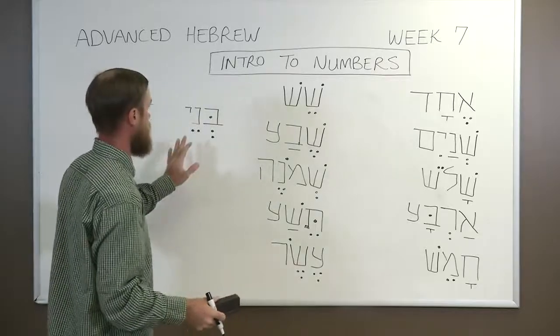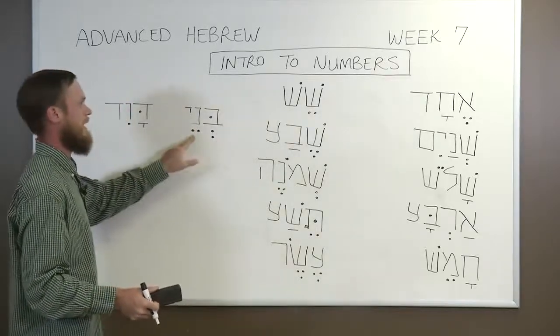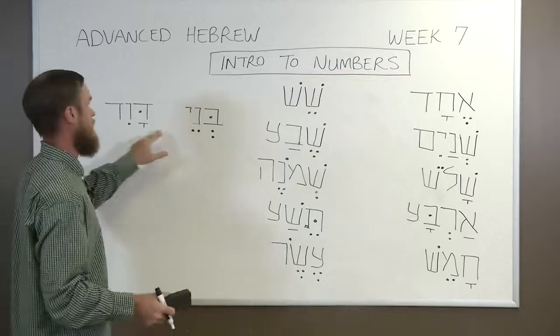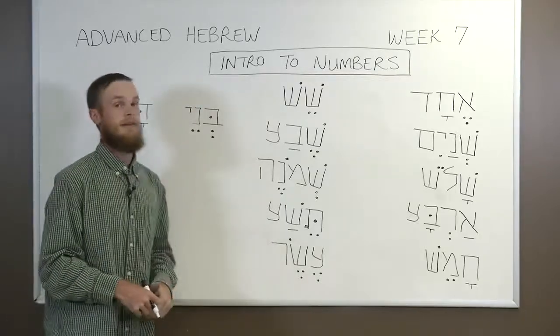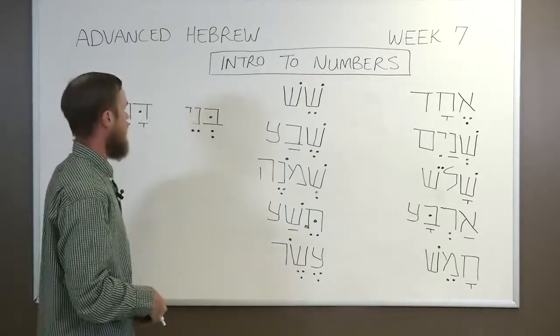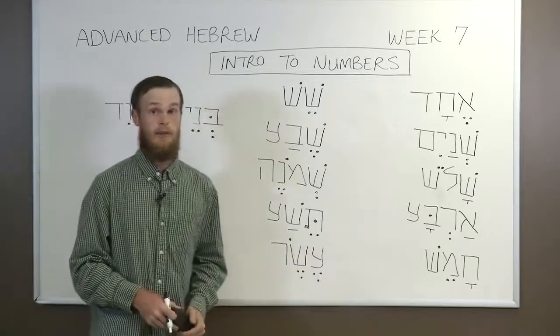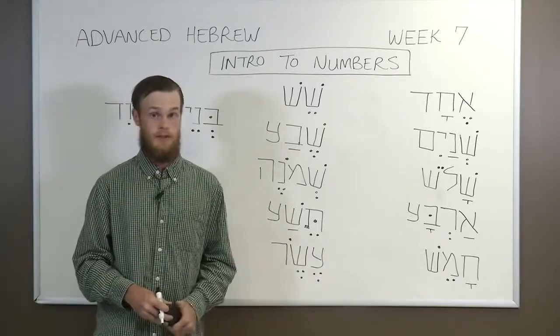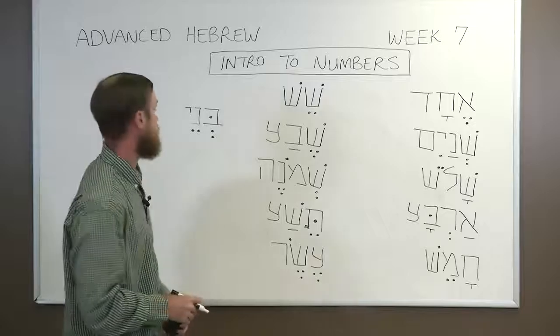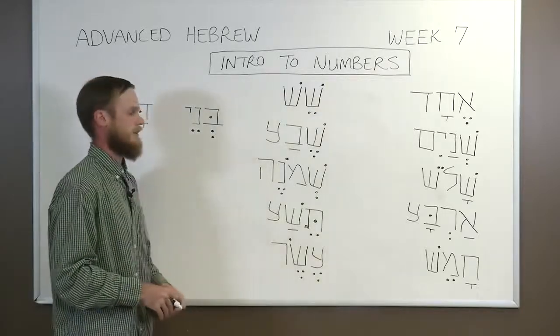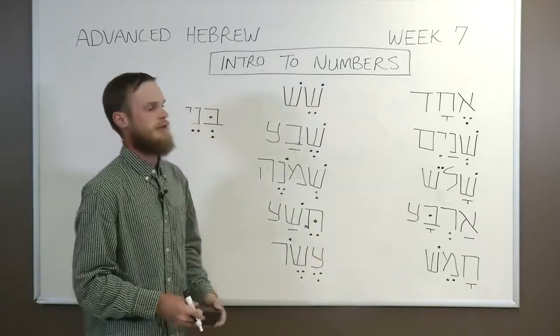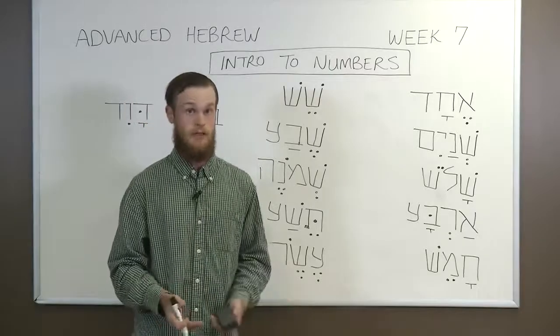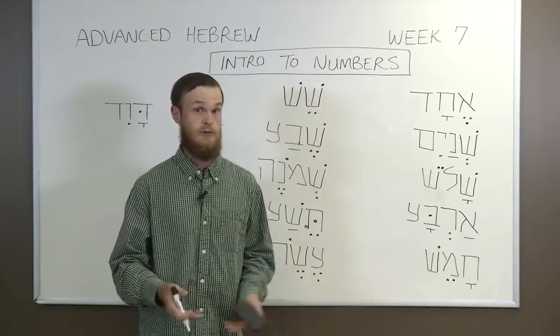Okay, when sons is put in the construct state, it becomes b'nai. So b'nai David would be sons of David. A common phrase in the Torah is b'nai Yisrael, the sons of Israel. All right, or children, because sons being the masculine can refer to either gender. It can refer to a mixed group, or it can refer to exclusively masculine.